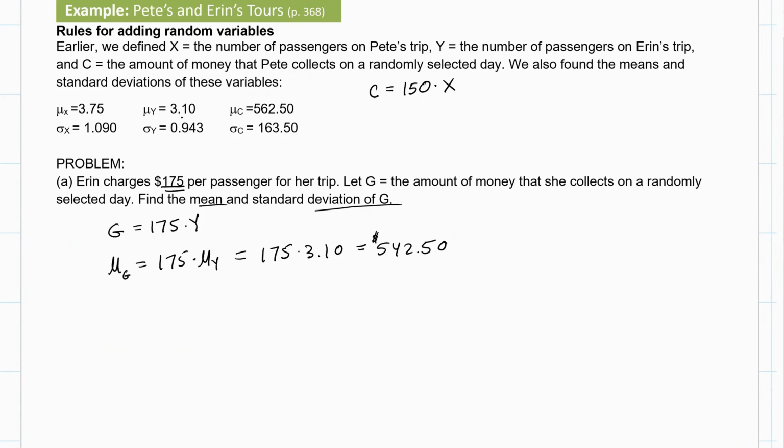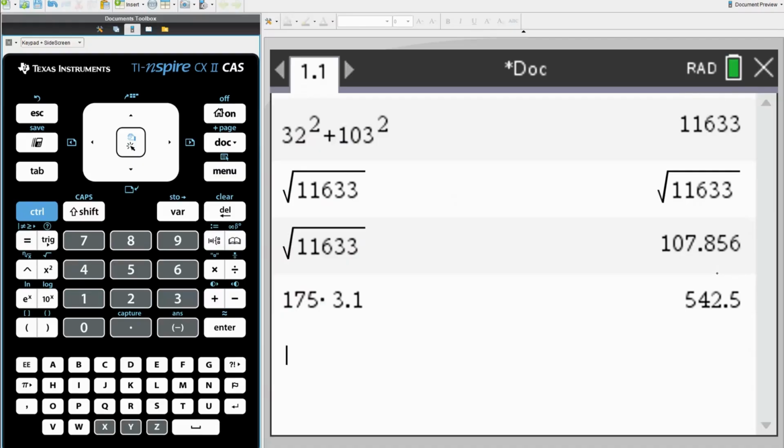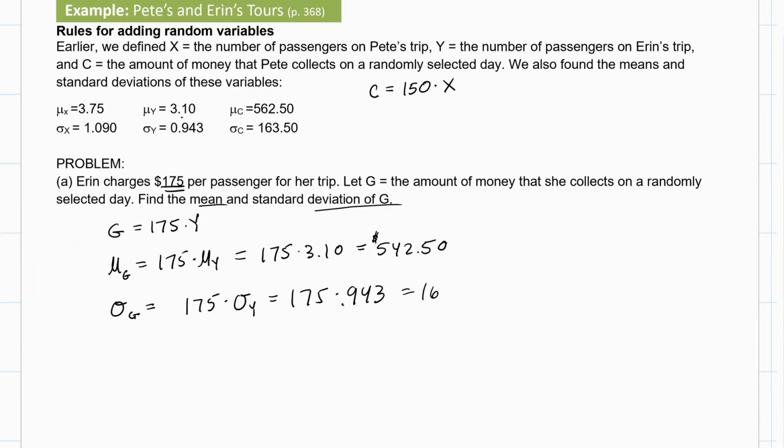Okay, what about the standard deviation? Remember, the standard deviation of a transformed variable is the multiplier times the old standard deviation, which in this case would be 175 times the 0.943. Hopefully I multiplied those right, and we get 165.025, and that unit is in dollars. Okay, so that's a little blast from the previous lecture.